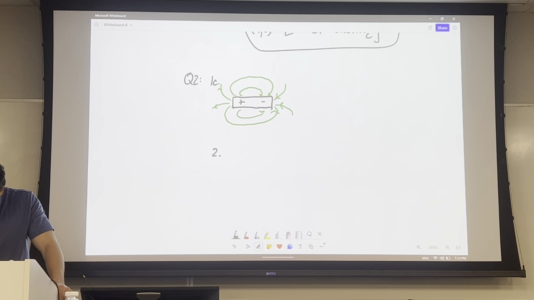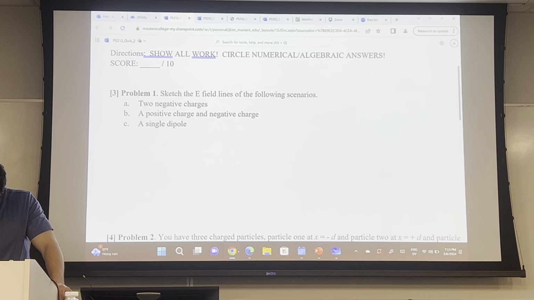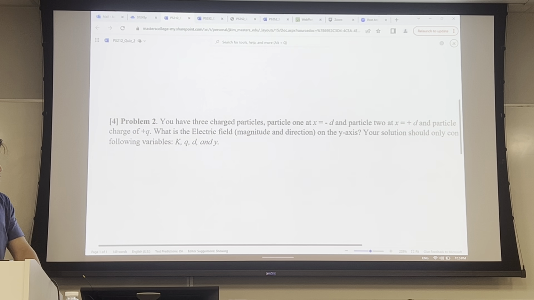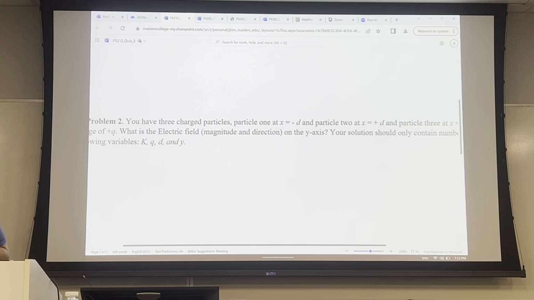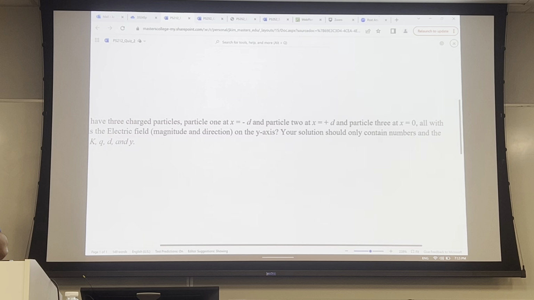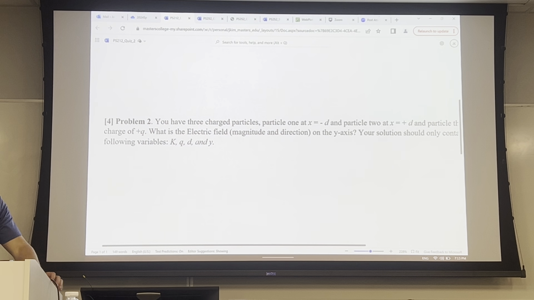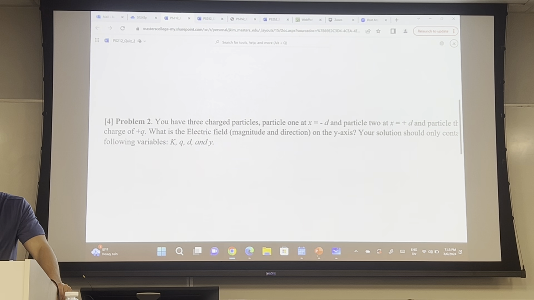In problem 2, you're told you have three charged particles, one at x equal to negative d, particle 2 at x equal to positive d, and particle 3 at x equal to 0, all with charge of positive q. So let's do that.